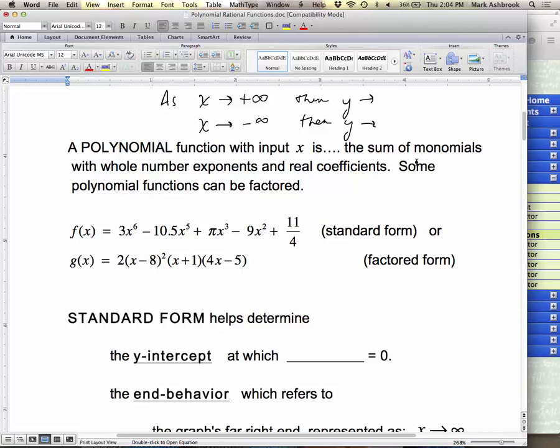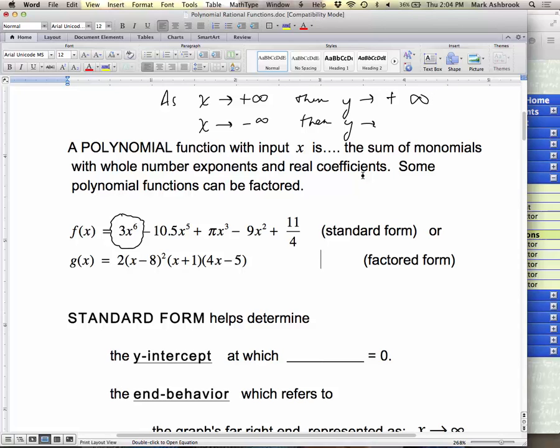So for this one, f of x. John, help me with this one. So let's do, how about really big positive values? What are you going to look at here? 3x to the 6th. So way out to the right, it's going to be positive, because x to the 6th gives you a positive, times 3 is positive. So up or down? Up. Way up to the right.